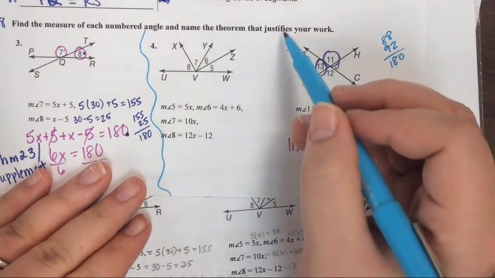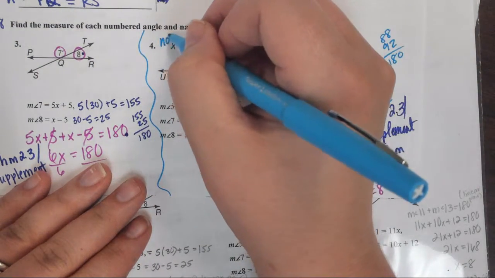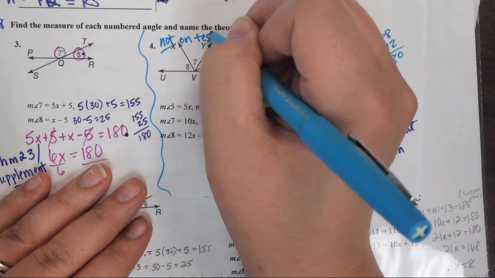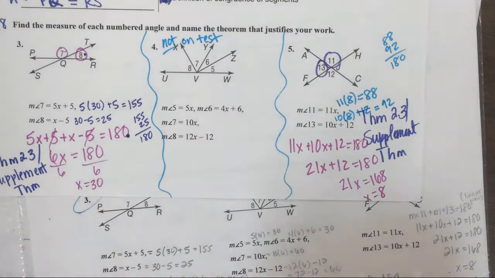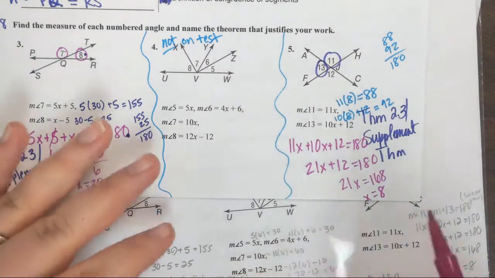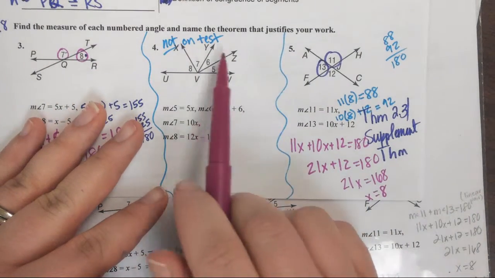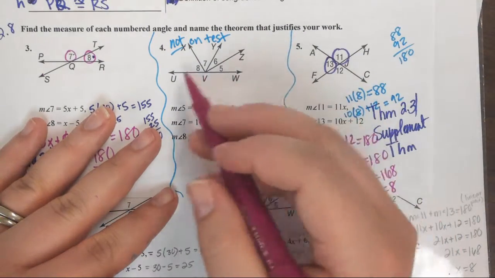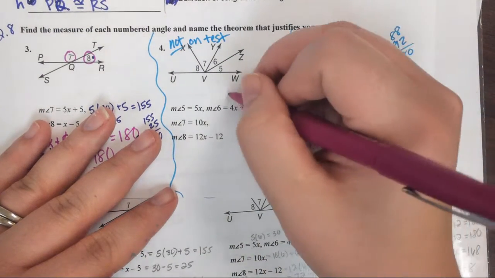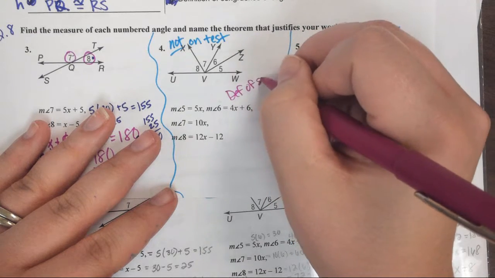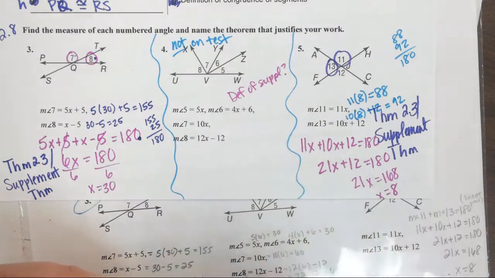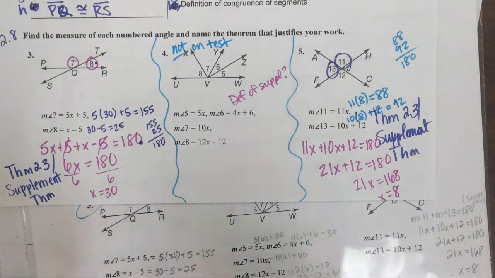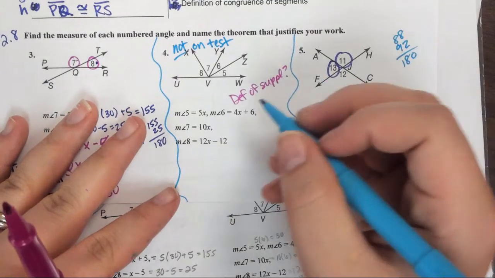Number 4 is definitely not on the test. The reason I know for sure it's not is because I studied and looked over my reference guide, and I can't find the theorem on my reference guide that justifies my work. I knew those 4 angles add up to 180 degrees. I know they make a line. So I wanted to just say definition of supplementary. But there's no theorem that I can find on my reference guide for the test tomorrow. So we're going to have to let the theorem that justifies our work go.